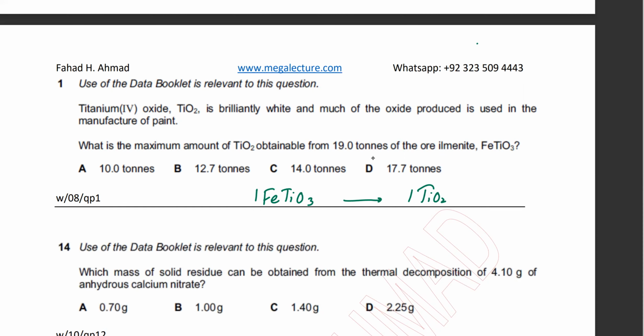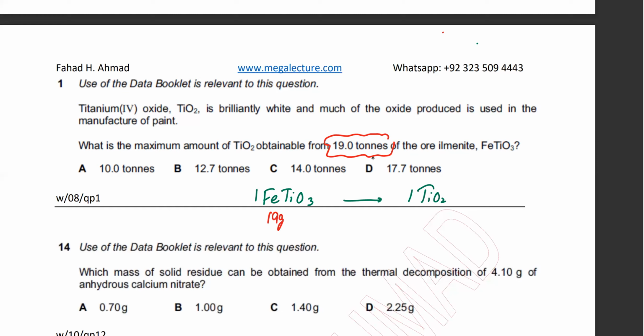So you've got 19 tons. Now, since this is an MCQ, you're only interested in the answer. You're not interested in the working. So you can think of this as 19 grams. Don't do the conversion, because the working isn't even required. So I'm just going to treat 19 as 19 grams.